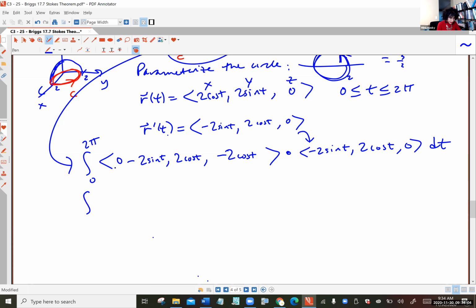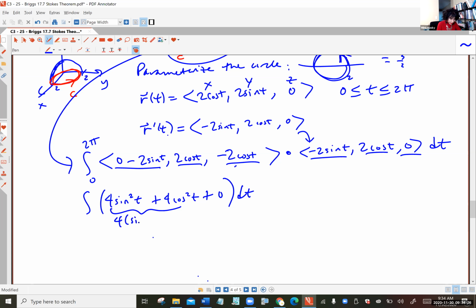So you're going to take -2 sine t multiplied with -2 sine t. I get 4 sine squared t. And then you're going to multiply the middle components, 2 cos multiplied with 2 cos. Oh, that's 4 cos squared. And then you're going to add that to the product of the last components. But 0 times anything is 0. And then something nice here, because if I factor out the 4, guess what? Sine squared plus cos squared is 1. So this just looks like it's going to be 4. And so you know the drill. It's just going to be 4t evaluated between 0 and 2 pi, and I get 8 pi. And there's my final answer.